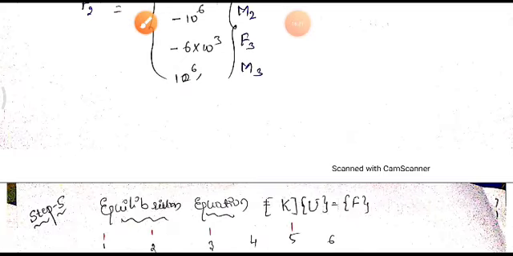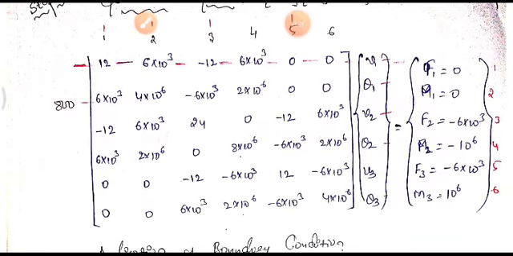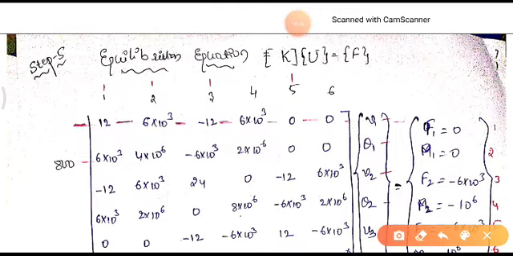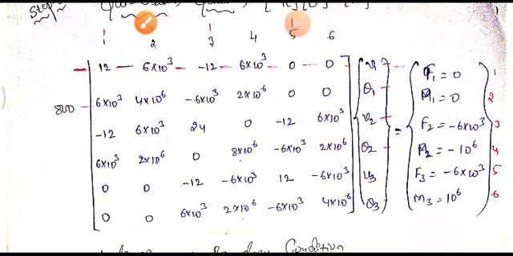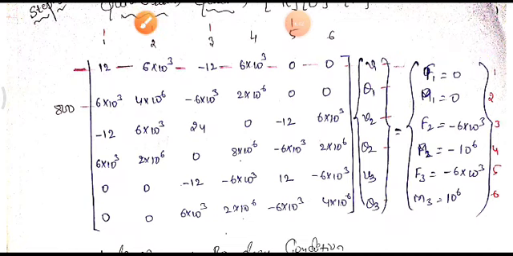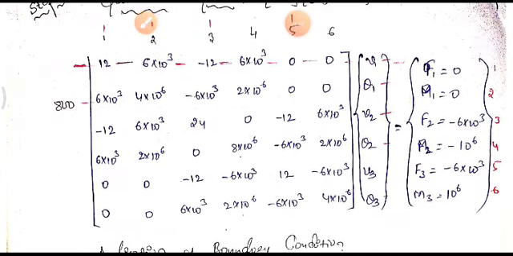Once we have this global load vector, the next step is to form the equilibrium equation. This is the equilibrium equation that we already discussed: K into Q is equal to F. Once you substitute the global stiffness matrix, global displacement vector and global force vector, the next step is to apply the boundary condition. We apply the boundary condition to the equilibrium equation.